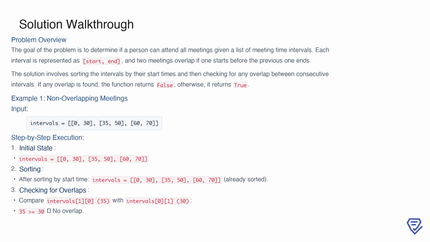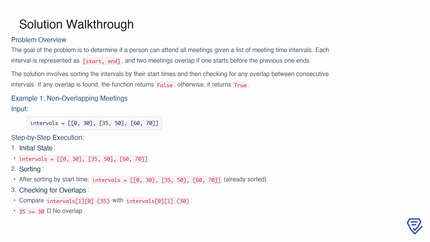To solve this, the intervals are first sorted by their start times. This ensures that we can check for overlaps simply by comparing consecutive intervals. If any overlap is detected, the function returns false, indicating that the person cannot attend all meetings. Otherwise, it returns true. For example, consider the input intervals [0, 30], [35, 50], [60, 70].